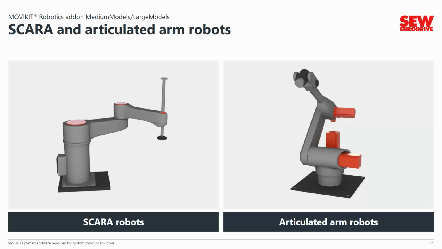SCARA robots have a similar design to the human arm with a shoulder, elbow, and wrist, and are used in upright as well as horizontal versions. Articulated arm robots have the greatest degree of freedom among the open kinematic chains. They are available with 6 rotary axes or as a combination of linear and rotary axes.